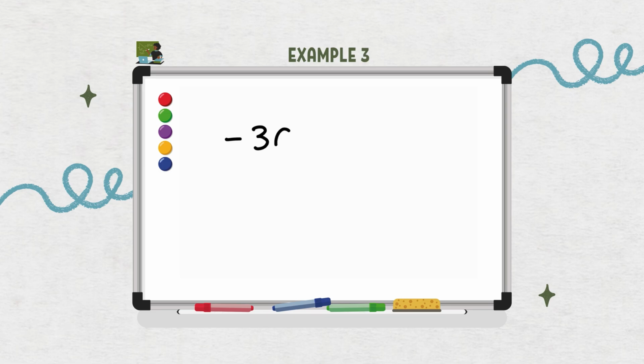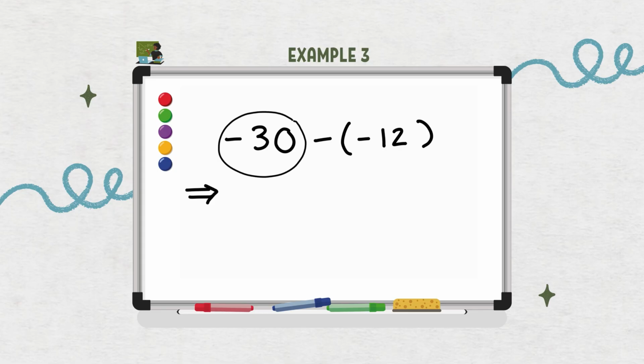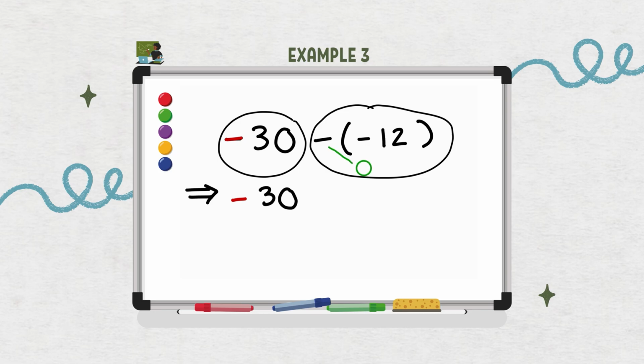Example 3, we have negative 30 minus negative 12. Now, I see 3 different negative signs, so we're definitely going to need to rewrite first. As always, the number in the front, as long as it's not in parentheses or anything, gets to stay the same. So we have a negative 30, and therefore we're just going to rewrite negative 30. Now, I'm going to circle the negative sign and the negative 12. Remember our multiplication integer rules? There's a negative times a negative, and that's going to be a positive.